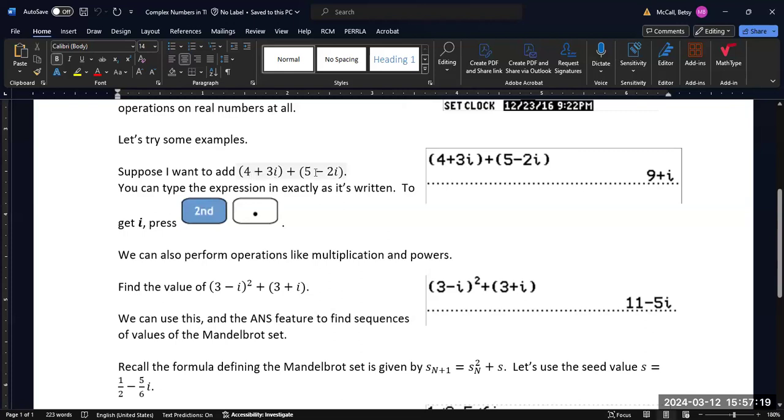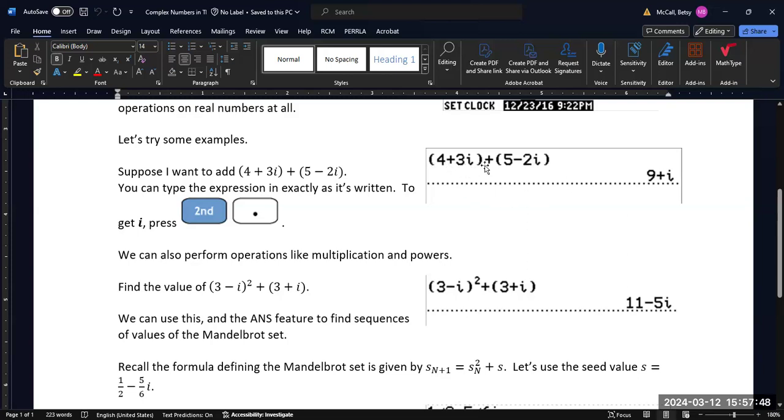So if I want to add two complex numbers together, I can just write out the problem on the calculator screen, 4 plus 3i plus 5 minus 2i, and then to get the i, that is second, and then the decimal place key, the i is right above that. And when you get that, it's going to add the 4 and the 5 to get 9, and it's going to add the 3i and the minus 2i to get i.